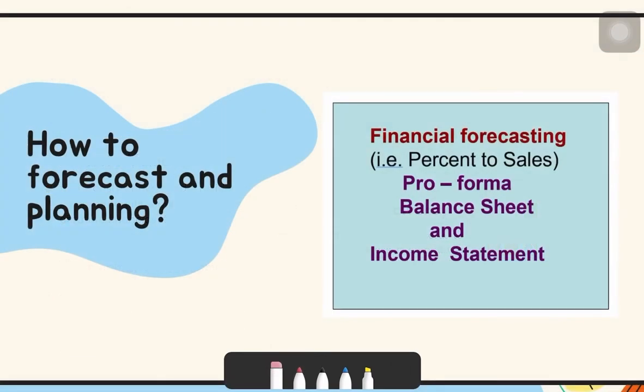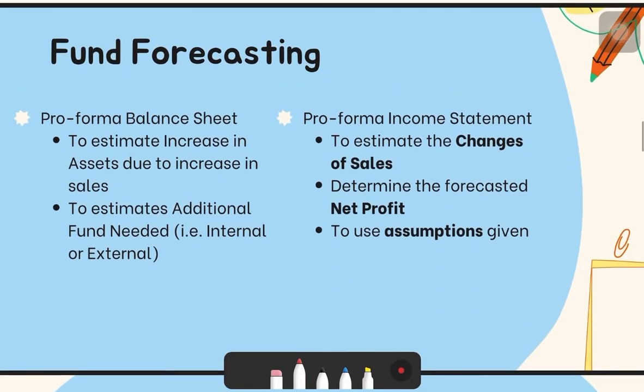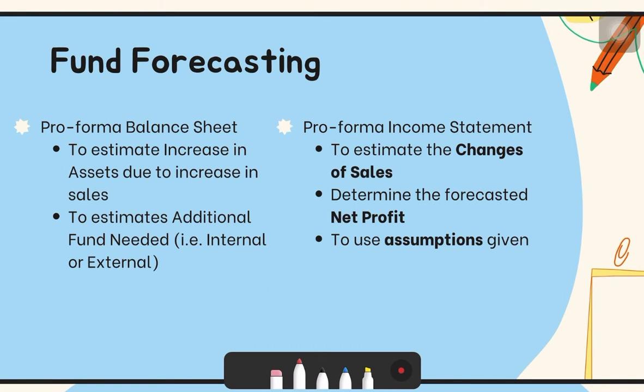Alright, next, how to forecast and plan. Okay, so we can do financial forecasting, for example, using the percent to sales method. In this method, we are going to prepare or construct the pro forma balance sheet and income statement. So this is fund forecasting.